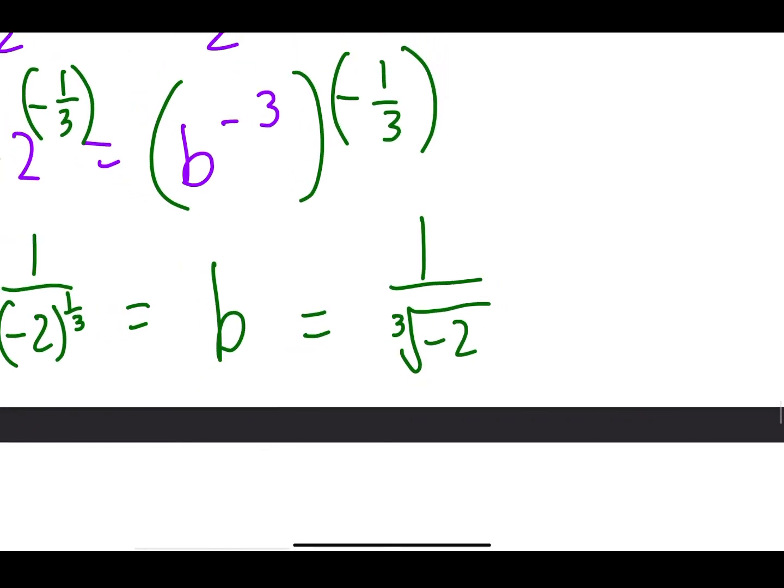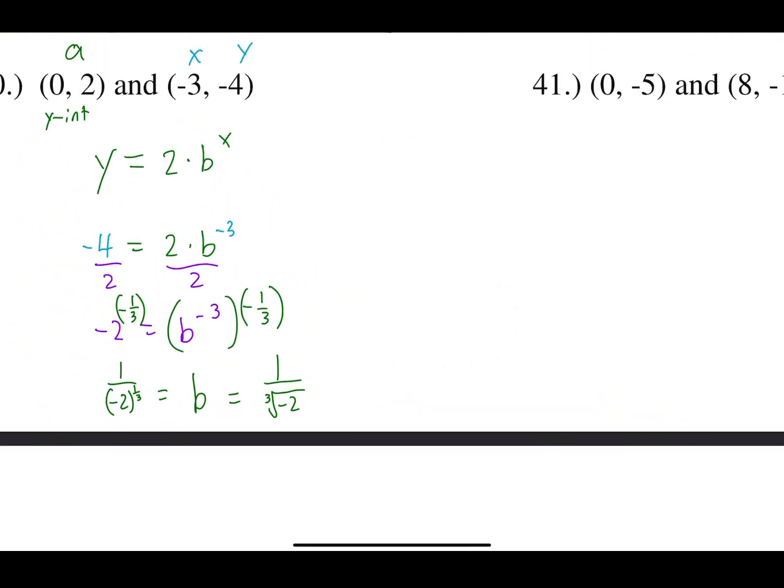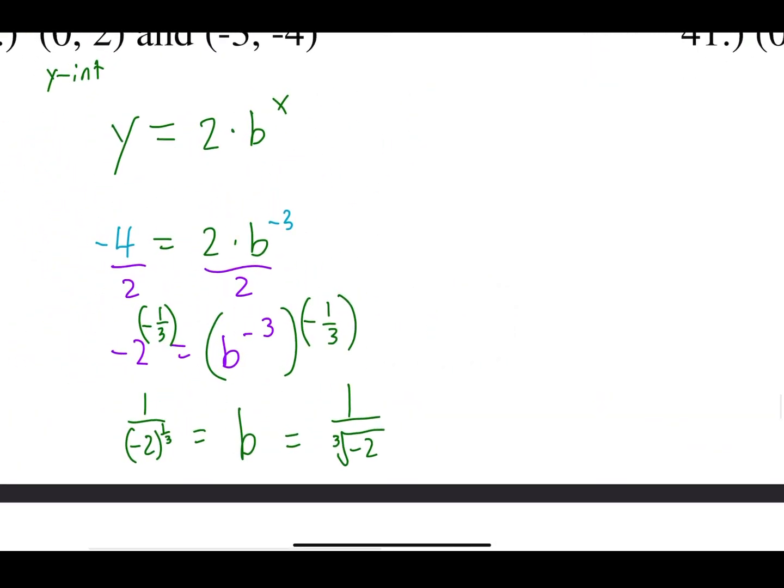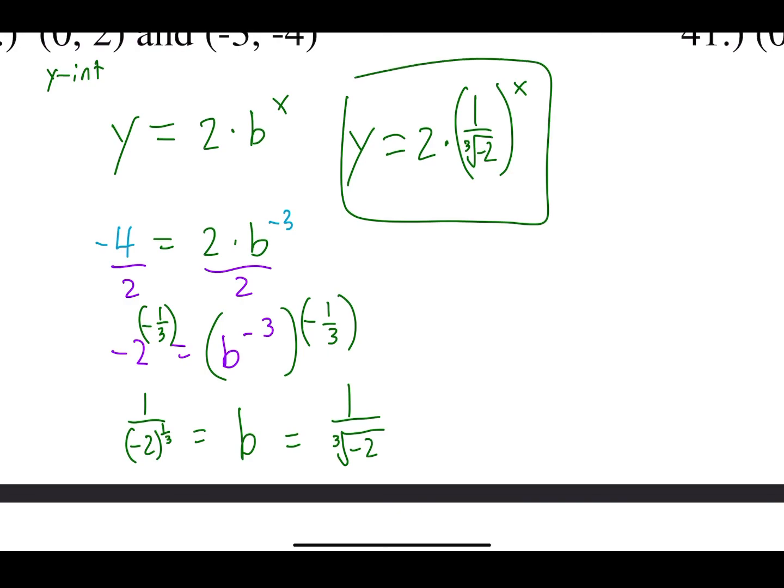And I can't simplify the cube root of -2. Not because it's negative. The negative's a-okay. This is not an imaginary number because that is an odd root. But I don't know what the cube root of 2 is, or I don't want to write it as an irrational decimal. So I'm just going to leave it as 1 over the cube root of -2. We take our two values, a and b, and we finish by writing our equation. y equals 2 times 1 over the cube root of -2, all of this raised to the power of x. And we have our exponential equation.